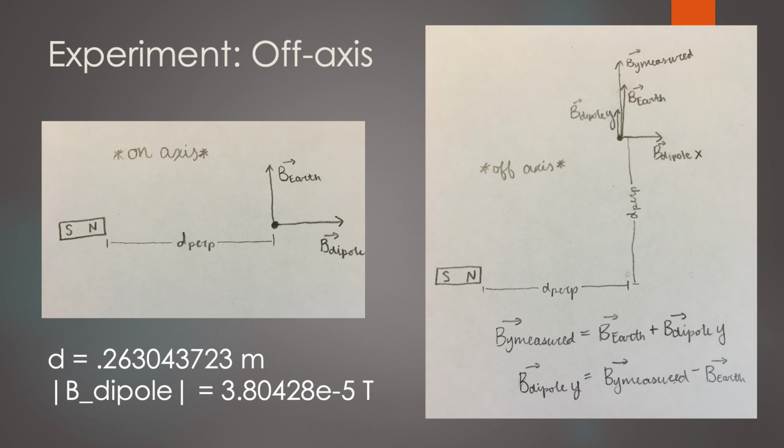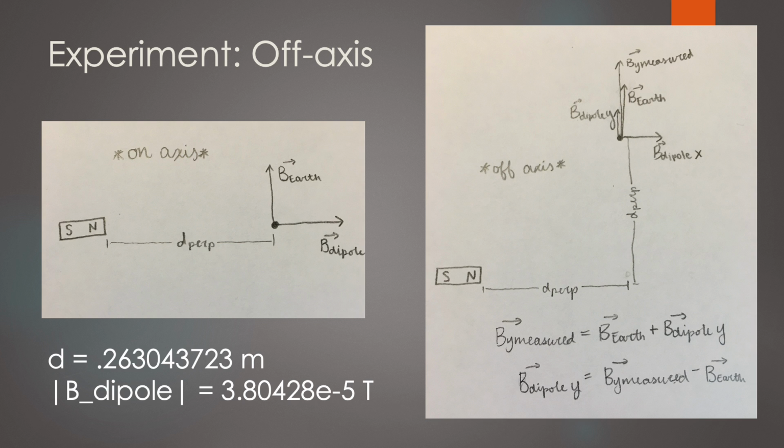when the net magnetic field was 100 microteslas, and I recorded the y-component at this on-axis distance, which represented the Earth's magnetic field, since along that axis, the magnetic field due to the magnet would only be in the horizontal direction, and the magnetic field due to the Earth would be in the vertical direction.